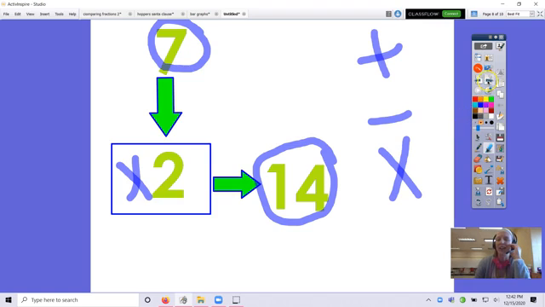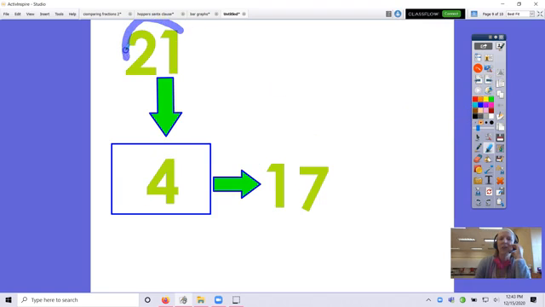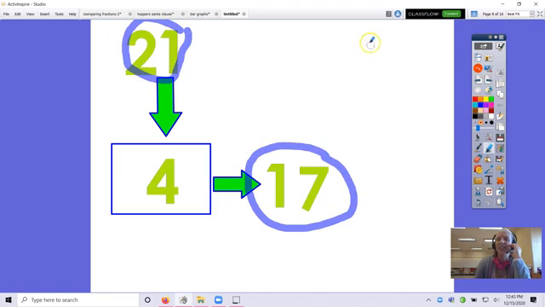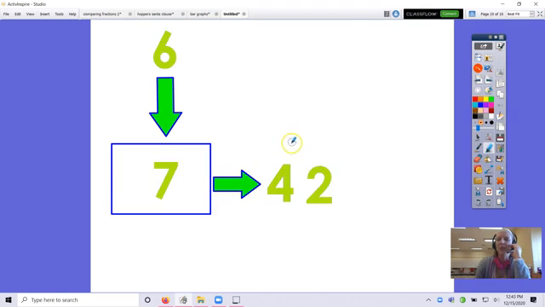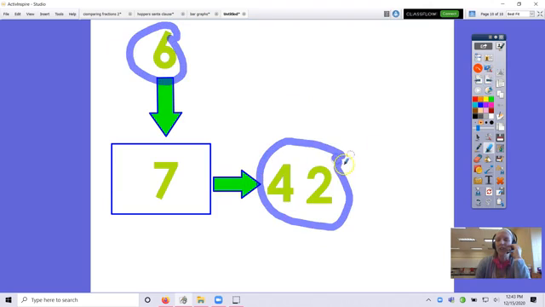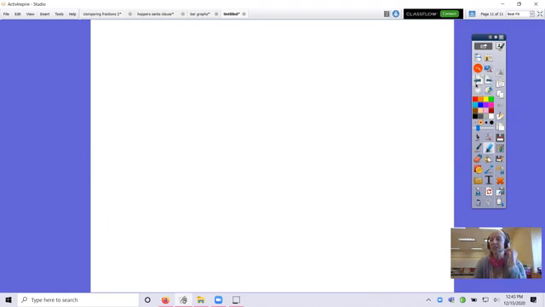You are correct. I started with 21 and I ended up with 17. Did I add, subtract, or multiply? Did you choose I subtracted 4? You are correct. Last one, it's tricky. I started with 6, I got 42. Did I add, subtract, or multiply? I multiplied.